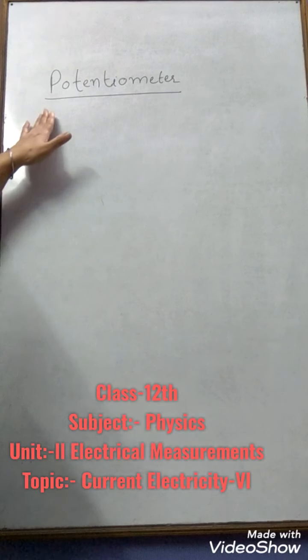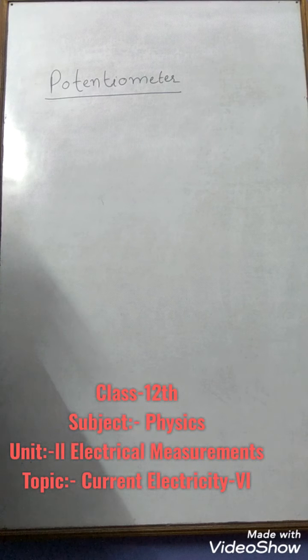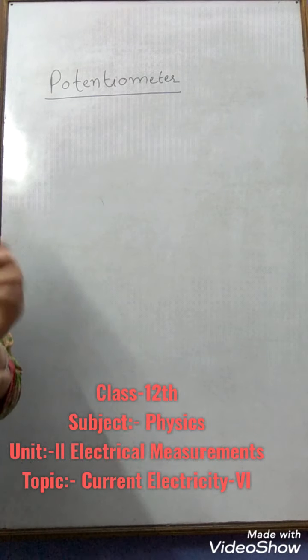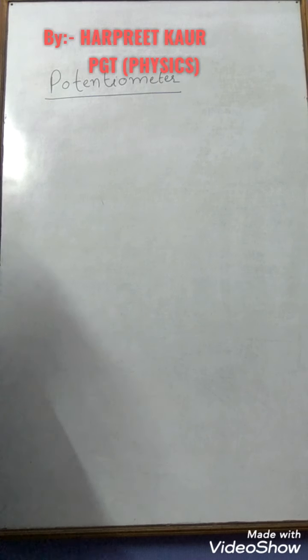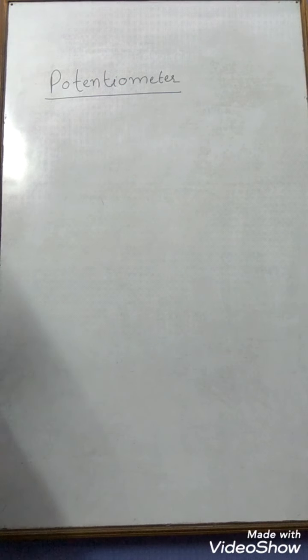Hello class. Next is potentiometer. Very important topic. Current electricity, Chapter 2, Class 12th. Potentiometer is a device which is used to compare the EMF and the internal resistance of a cell.